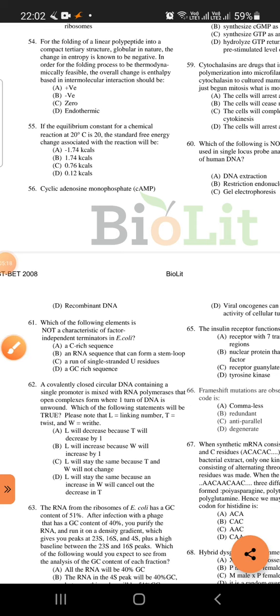Okay, rest I'm telling you the formula. If you want to solve, you yourself can solve this question.